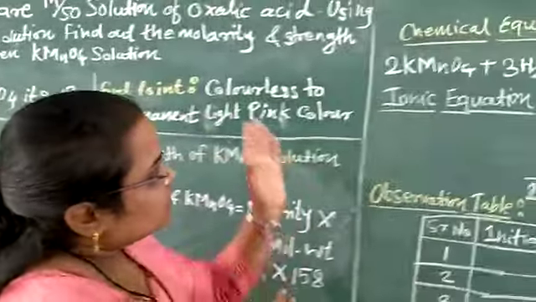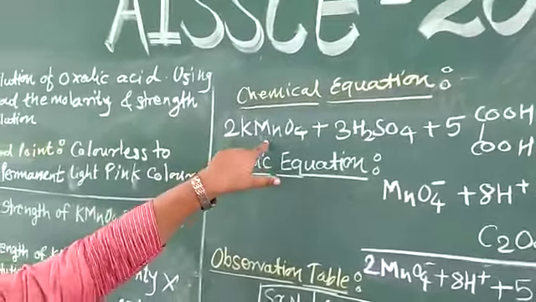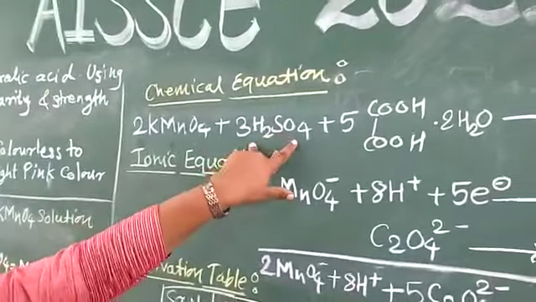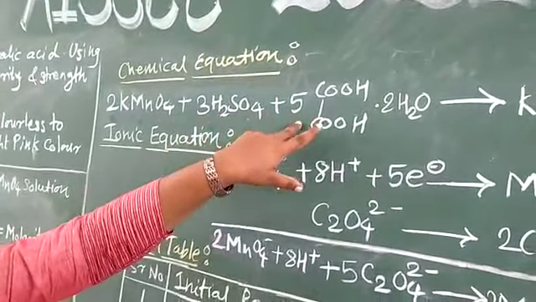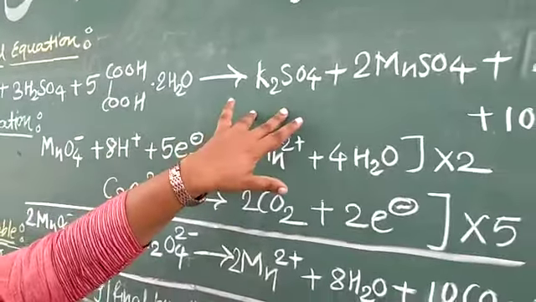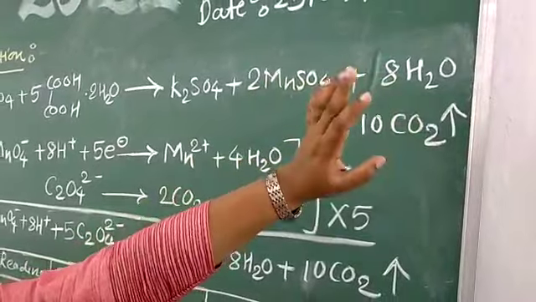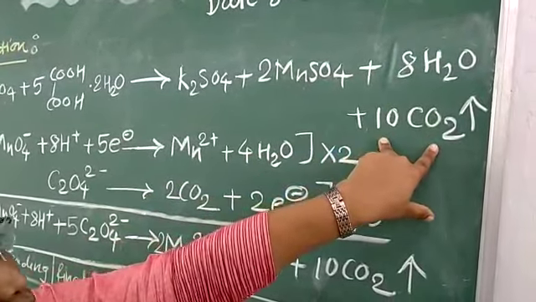For this titration, the overall chemical reaction is: 2 KMnO4 molecules react with 3 H2SO4 molecules and 5 molecules of oxalic acid. It gives K2SO4, that is potassium sulfate, MnSO4, that is manganese sulfate, and 8 molecules of H2O, with the evolution of 10 CO2 molecules.